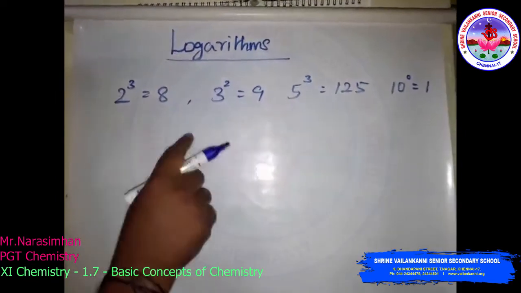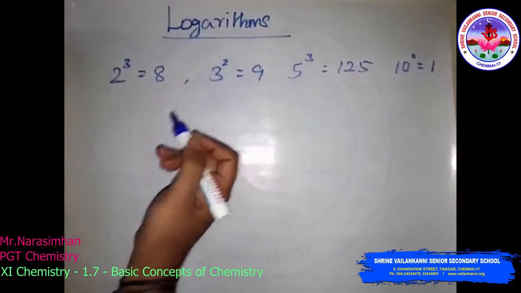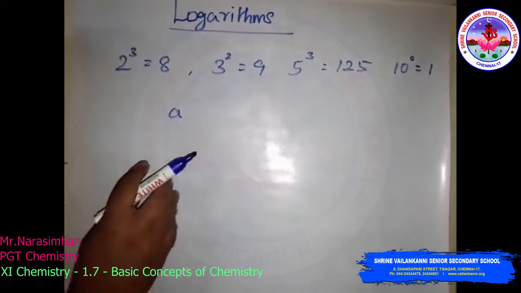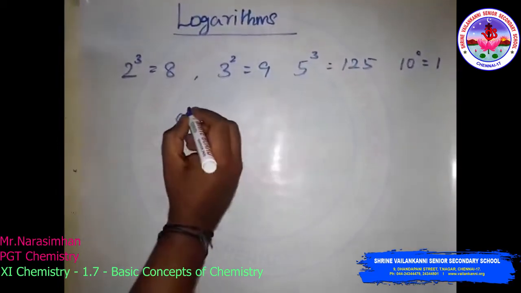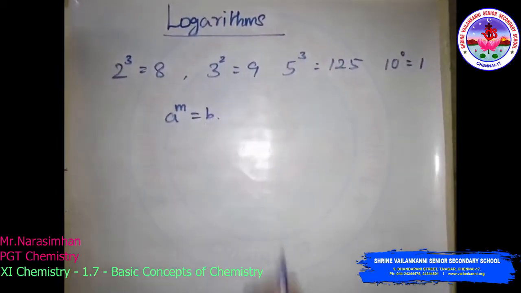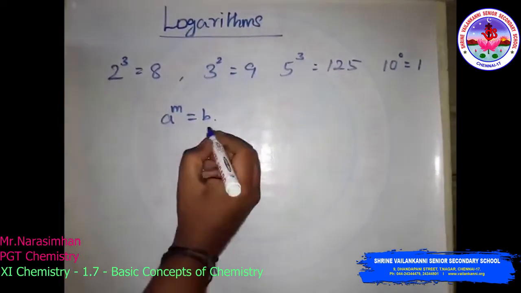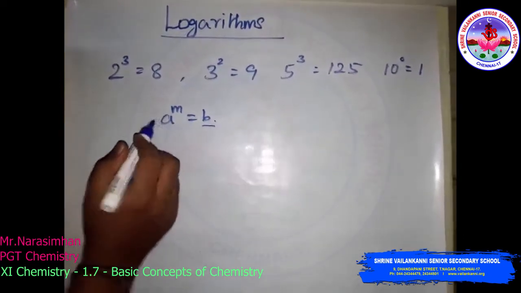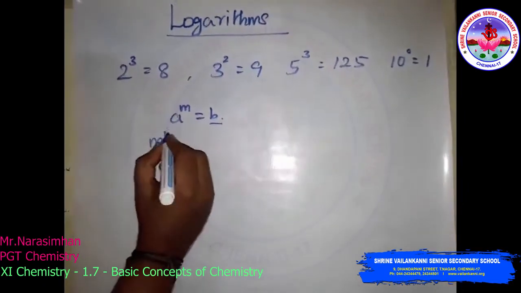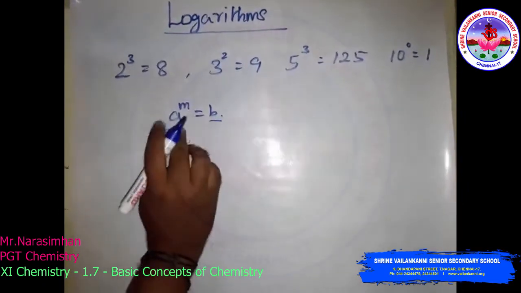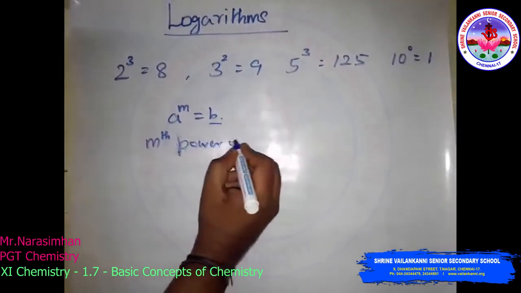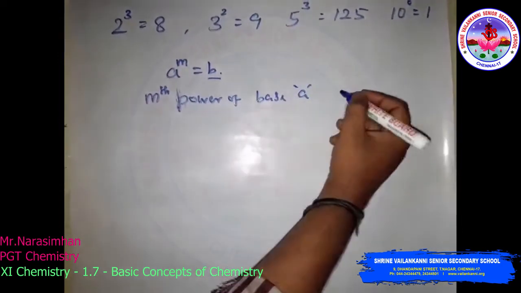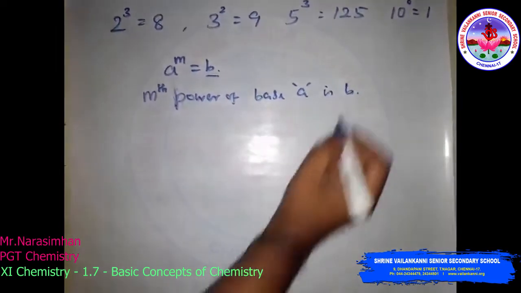In general, for a positive real number A and a rational number M, A power M is equal to B. Here, B is a real number. In other words, the Mth power of base A is B. The Mth power of base A is equal to B.